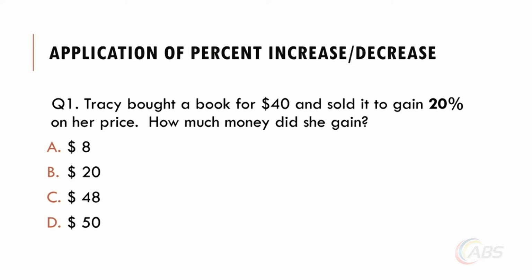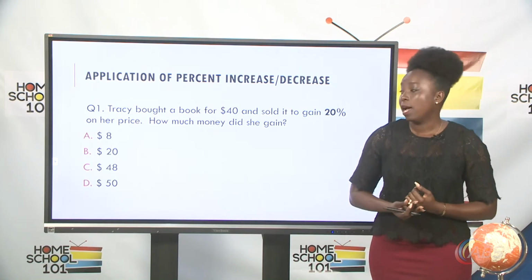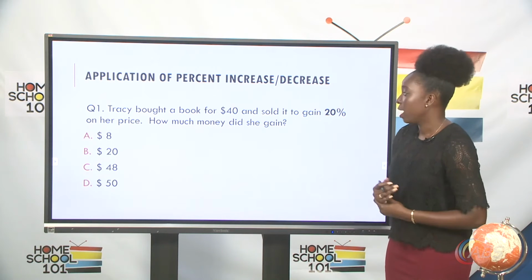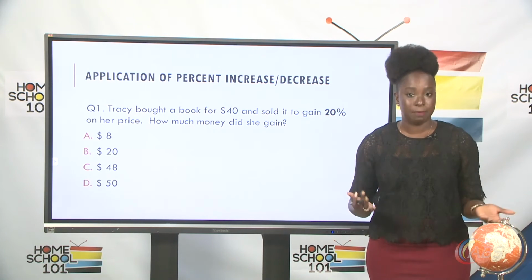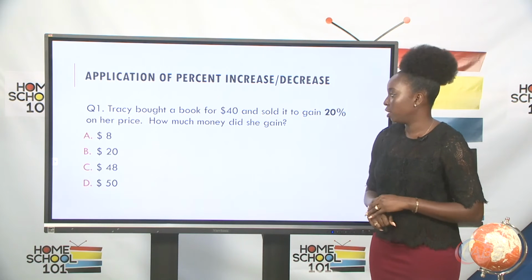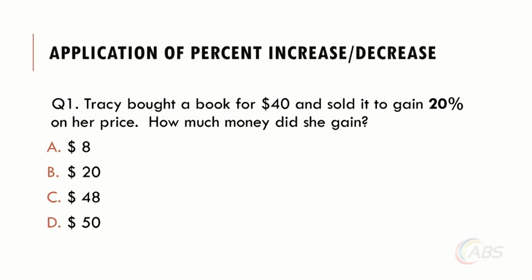So remember, we want to be able to apply our test-taking tips and strategies that we had gone over in the previous episode. When we go through these questions, practice makes perfect. And so where we can eliminate, we'll eliminate, etc. All right? So let's just reread the question again. Tracy bought a book for $40 and sold it to gain 20% on her price. How much money did she gain?